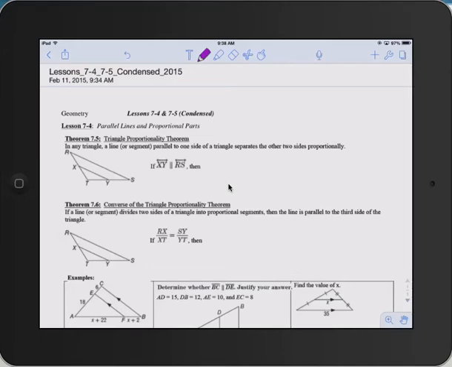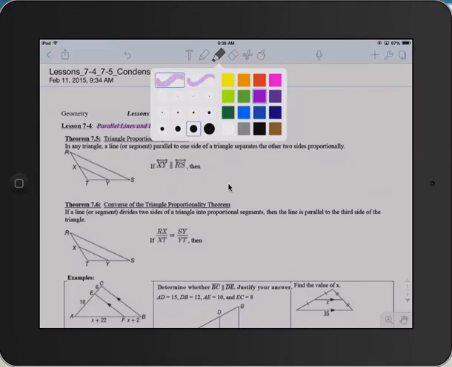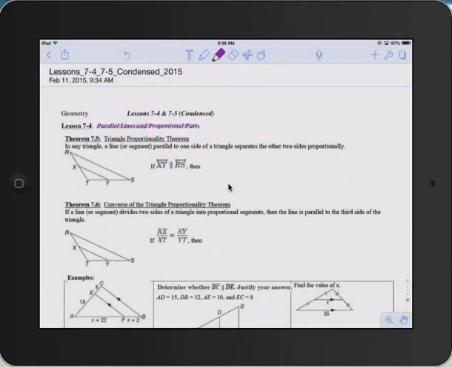This is lessons 7.4 and 7.5 that are being condensed down a little bit to be covered in one video lesson. So lesson 7.4 is called Parallel Lines and Proportional Parts. Basically, you're going to have a triangle that looks like it has another triangle drawn inside of it. And there are two theorems. One's called the triangle proportionality theorem and the other one's called the converse.